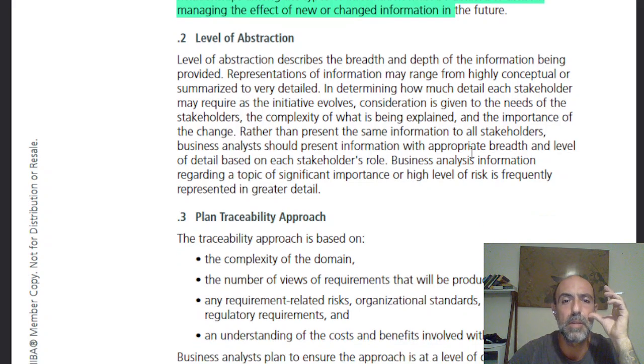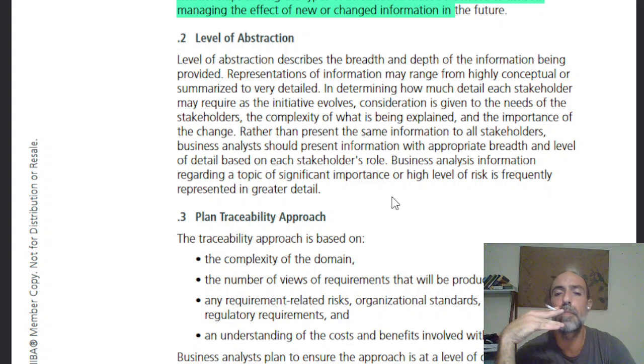Level of abstraction. Level of abstraction describes the breadth and depth of the information being provided. It's like a summary of some sort that creates a story of what the information does and how the information works. Representation of information may range from highly conceptual, summarized, to very detailed. You can use charts, you can use all kinds of tools.